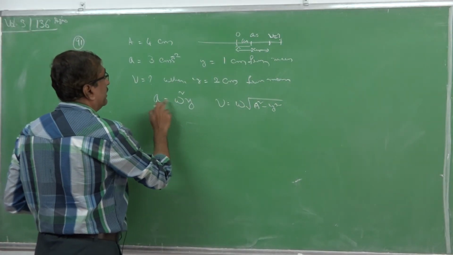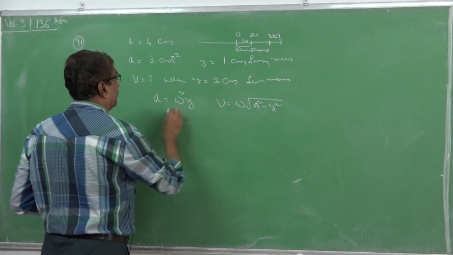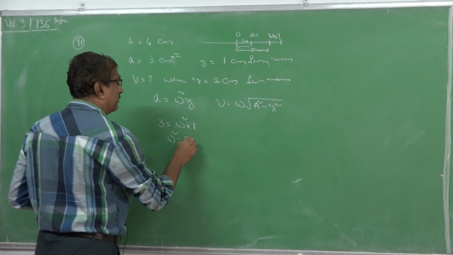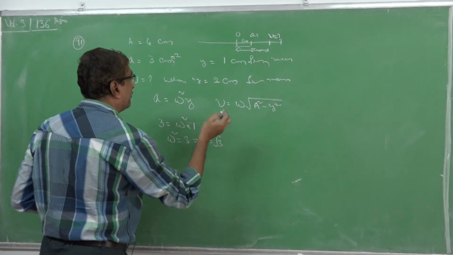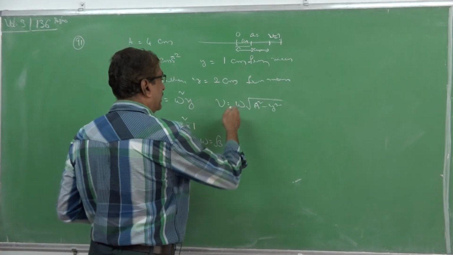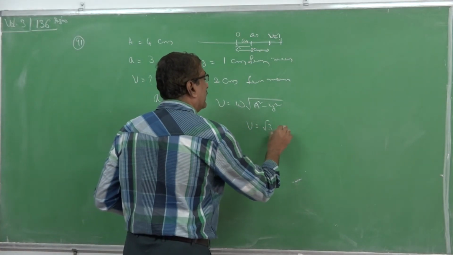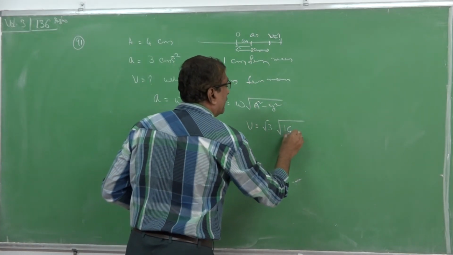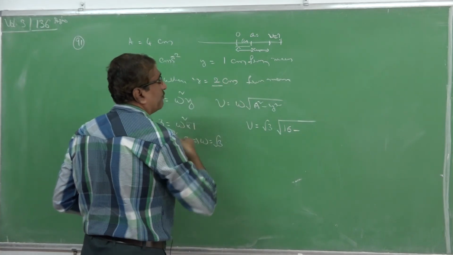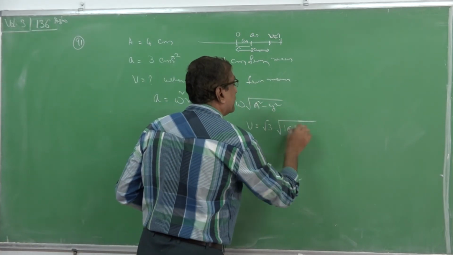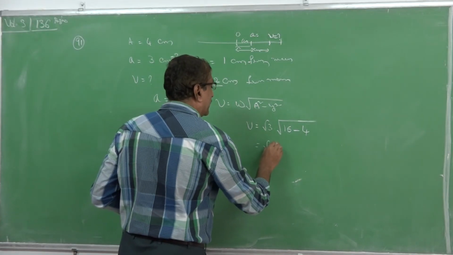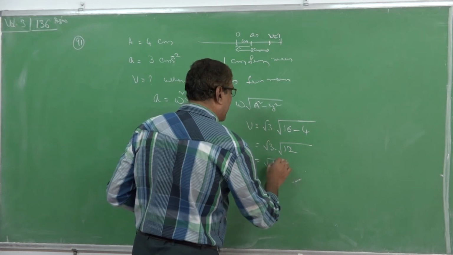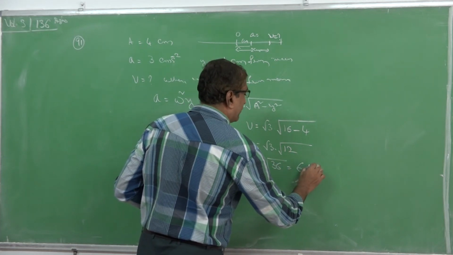Already this is given, a is equal to 3 centimeter per second square when y is equal to 1. So 3 is equal to omega square into 1. So omega square is 3, which means omega is root 3. Now substitute here, v is equal to root 3 into square root of amplitude 4 squared, that is 16, minus displacement 2 squared, which is 4. So this is root 3 into root 12, which is root of 36, that is 6 centimeter per second.